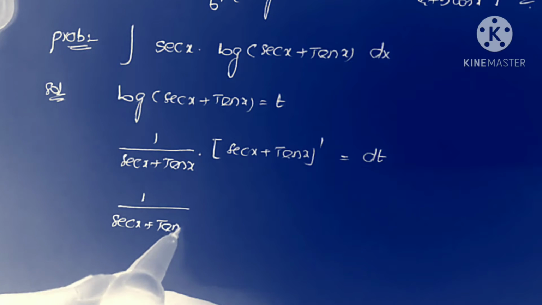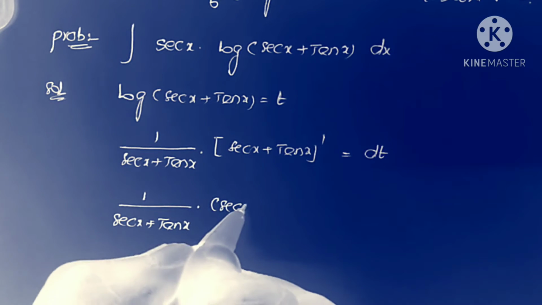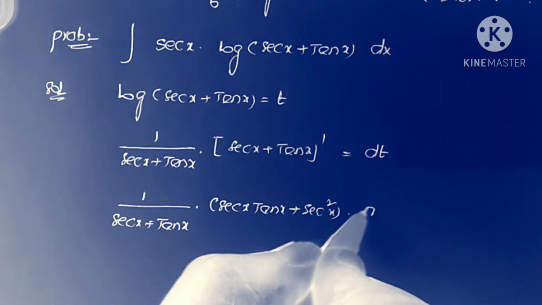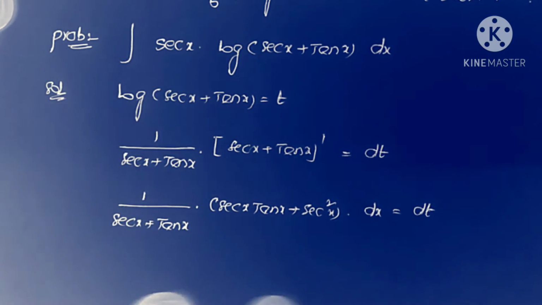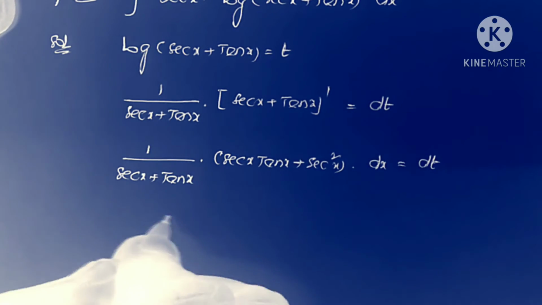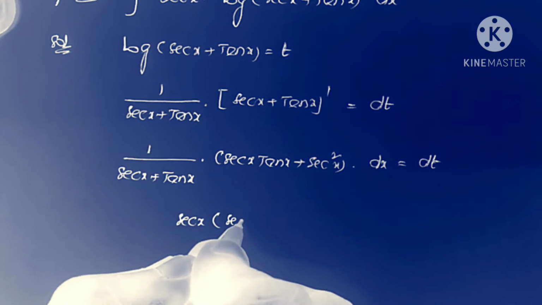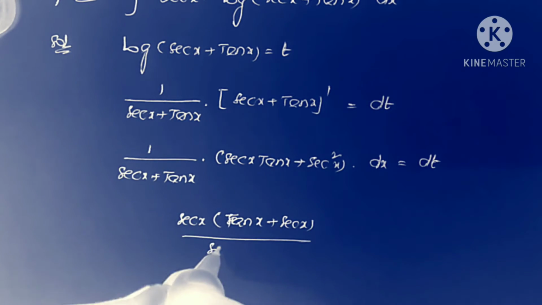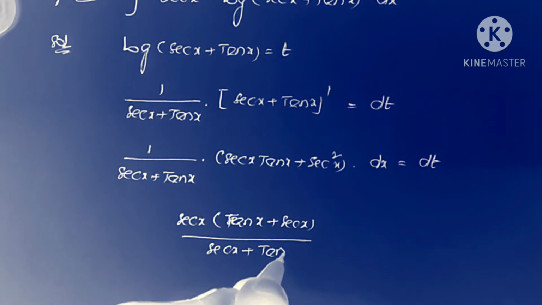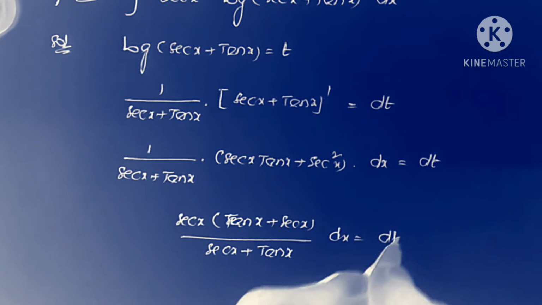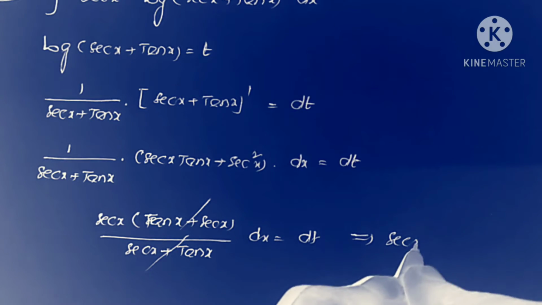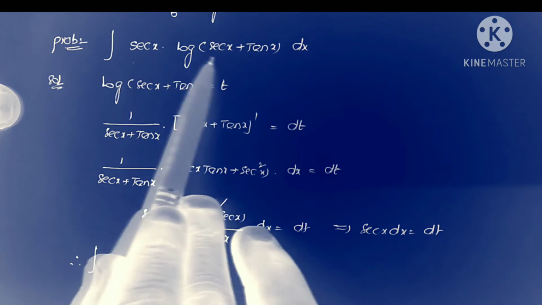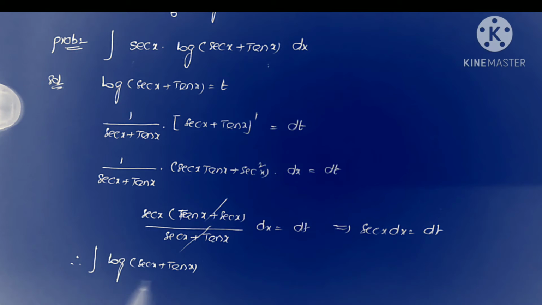That is 1 by (secant x plus tan x) into, now what is the secant x derivative? Secant x tan x, plus what is the tan x derivative? Secant square x, into dx is equal to dt. Now taking secant x common from these two terms, we get secant x into (tan x plus secant x) by (secant x plus tan x) into dx is equal to dt. That is, secant x into dx is equal to dt. Therefore the given problem is the integral of secant x into log of (secant x plus tan x). First we take that log of (secant x plus tan x).